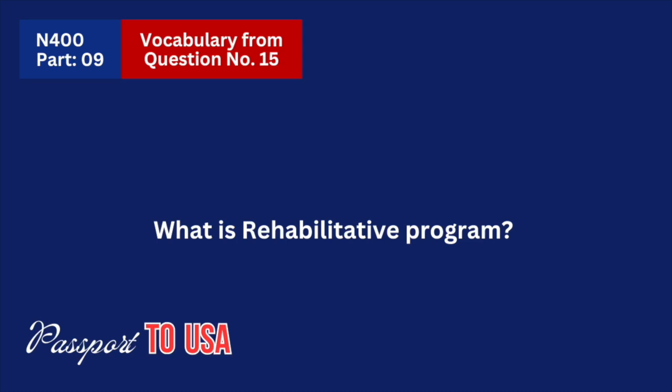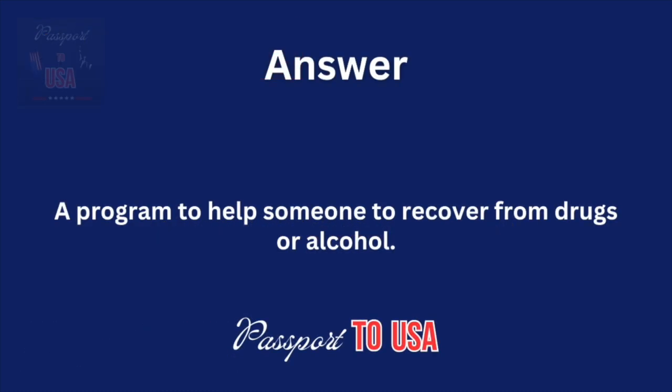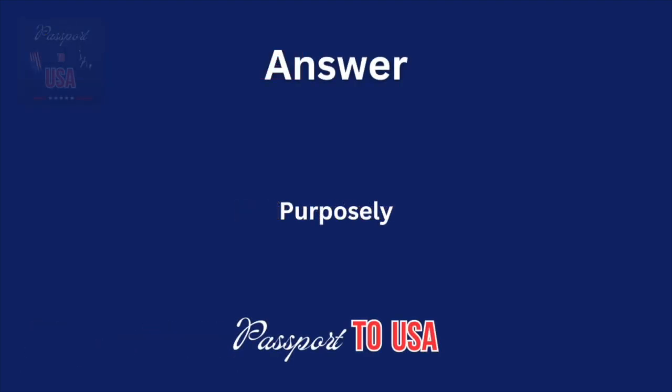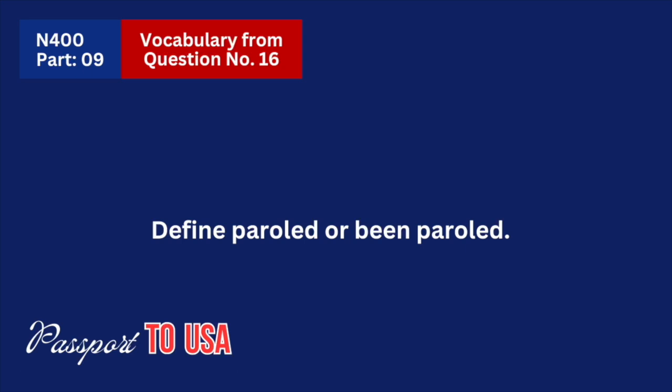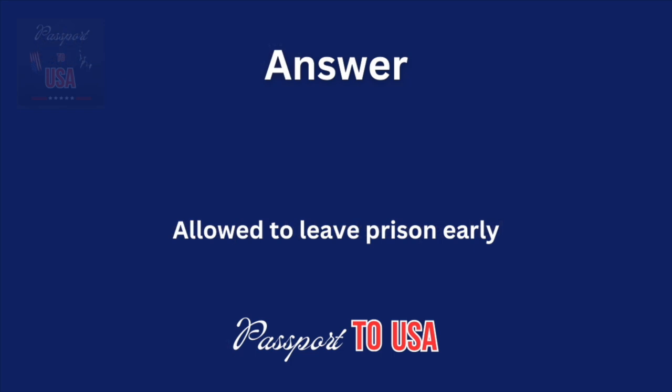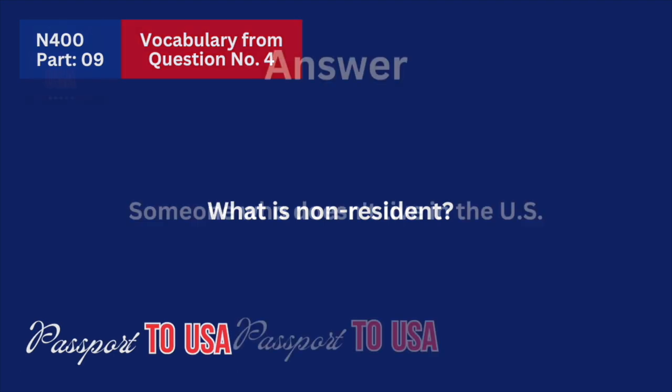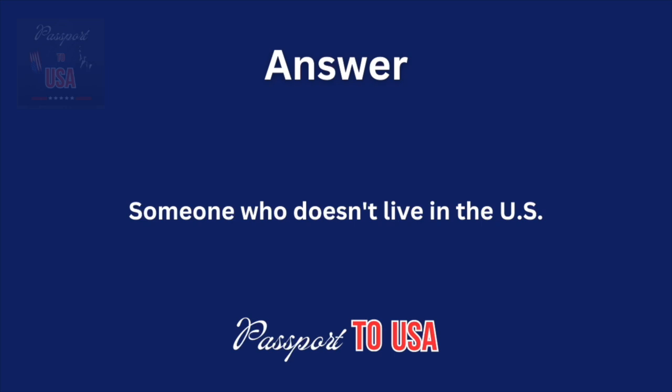What is rehabilitative program? A program to help someone to recover from drugs or alcohol. Define with intent. Purposely. Define paroled or been paroled. Allowed to leave prison early. What is non-resident? Someone who doesn't live in the U.S.